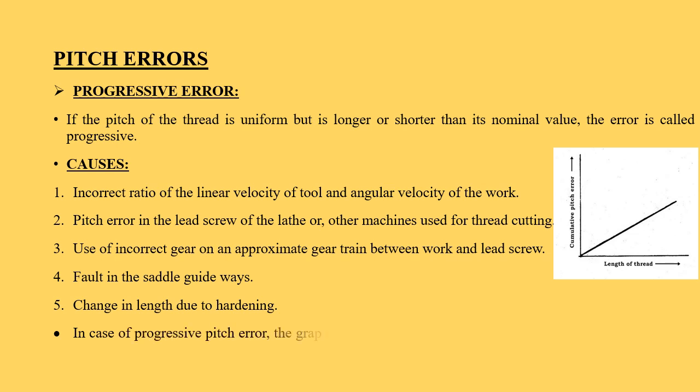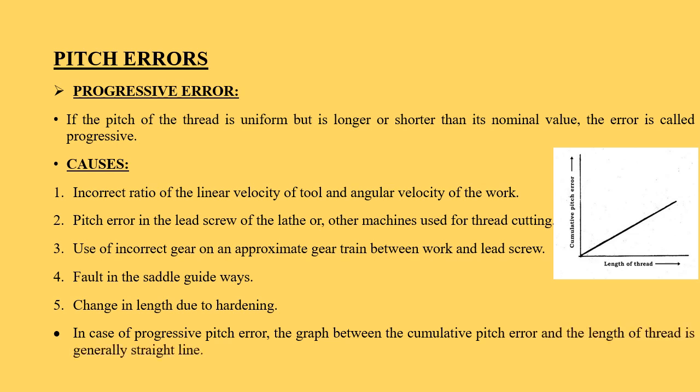Generally, in progressive pitch error, the graph between the cumulative pitch error and the length of the thread is a straight line.